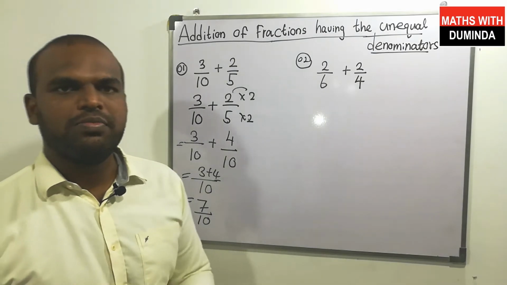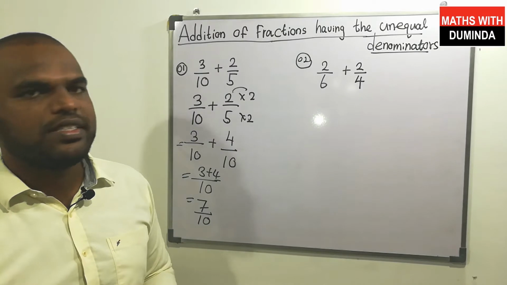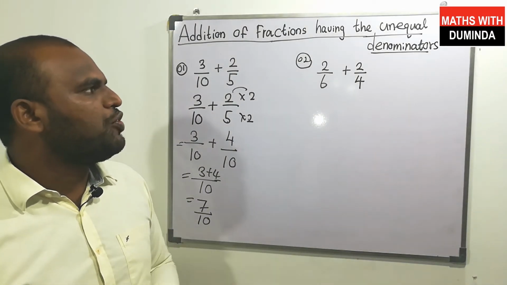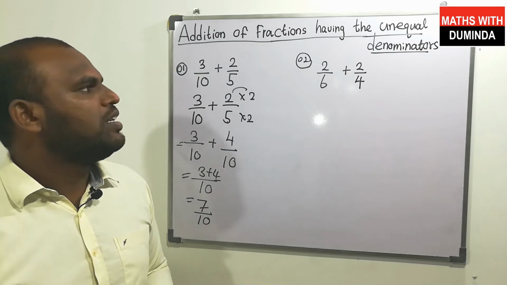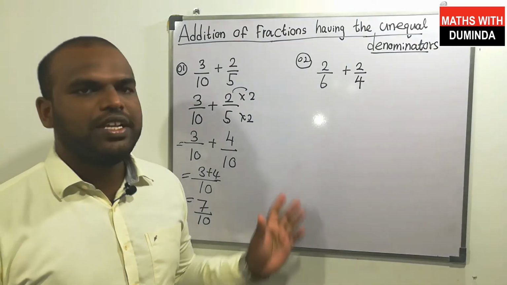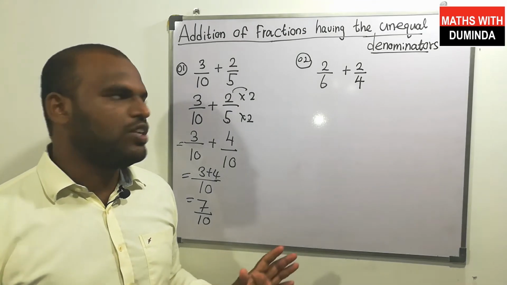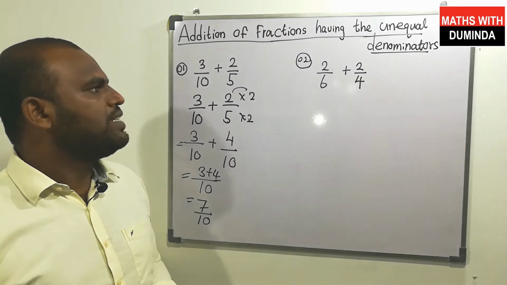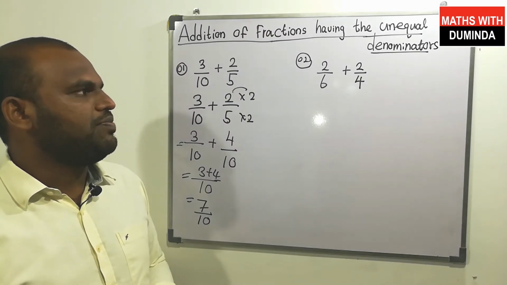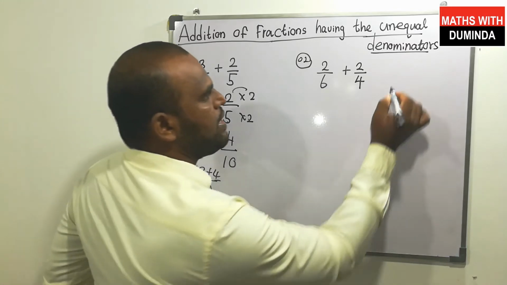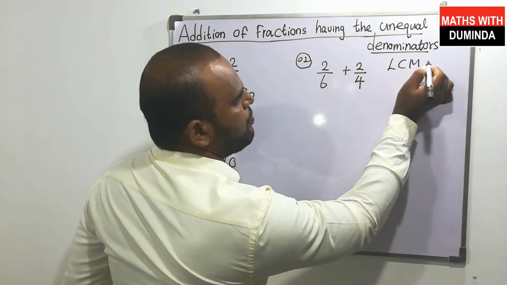Remember that when you simplify fractions, you need to keep the answer in simplest form. Okay, second one, 2 out of 6 plus 2 out of 4. As you can see, both denominators are unequal. Therefore, as a first step, we have to make them equal. To get the common denominator, we have to get the LCM of these two digits.